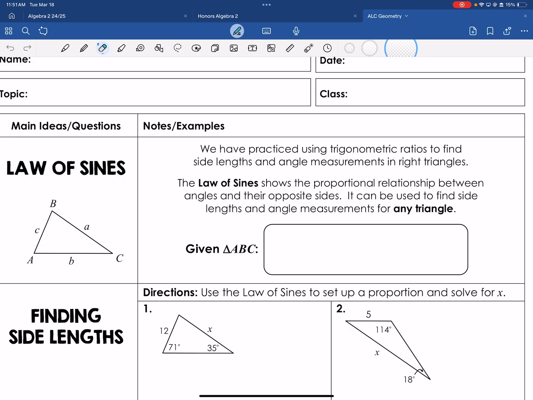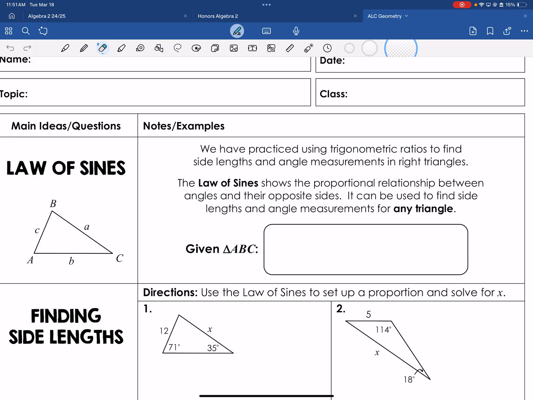You have to have a 90-degree angle. If you don't have a right triangle, you can't use SOHCAHTOA. So there's another way that we can find missing sides and missing angles of triangles using two different laws. The one we're going to talk about today, and what we want to be able to do today, is use the law of sines to find missing sides and missing angles of non-right triangles.